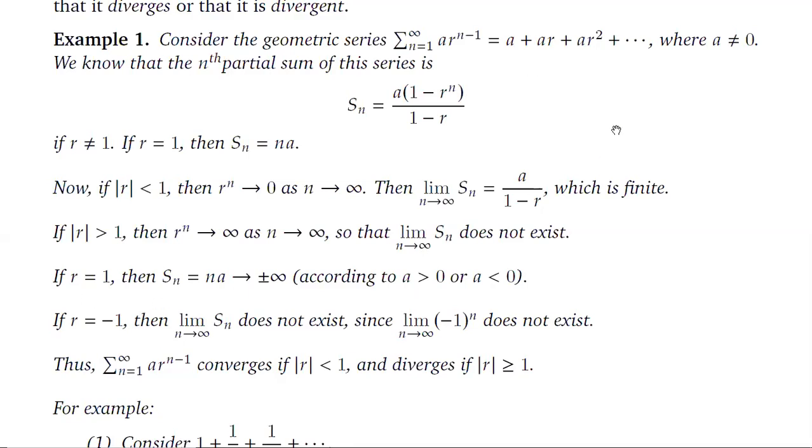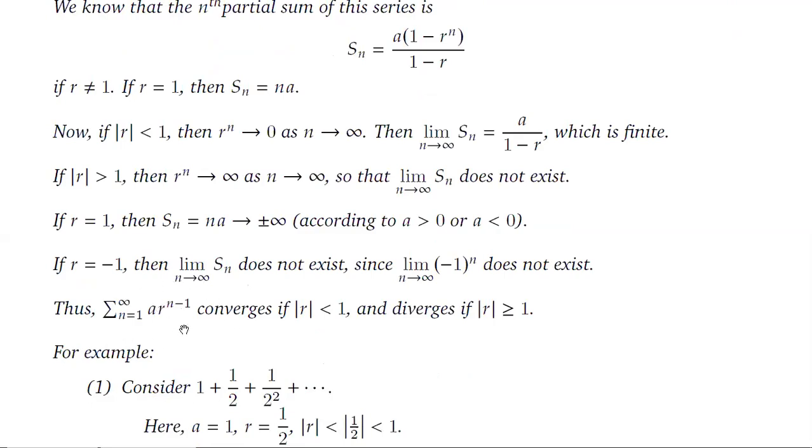If r is equal to 1, then Sn is equal to a plus a and so on, which is equal to na. Now this value na can tend to plus or minus infinity according to a greater than 0 or a less than 0. If a is greater than 0, it becomes plus infinity. If a is less than 0, it becomes minus infinity. If r is equal to minus 1, then limit Sn as n tends to infinity does not exist, since limit of minus 1 to the power n as n tends to infinity does not exist. Thus, this series, summation n from 1 to infinity a into r power n minus 1, converges if modulus of r is less than 1, and it diverges if modulus of r is greater than or equal to 1.